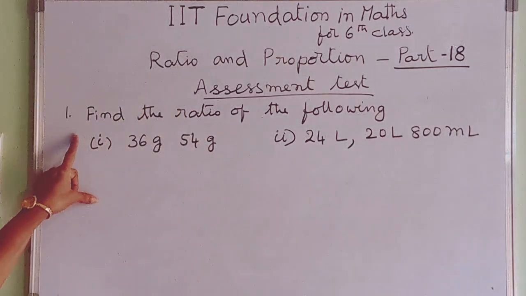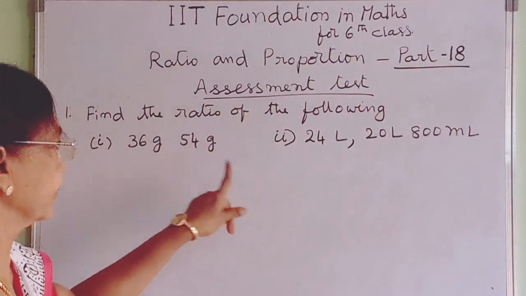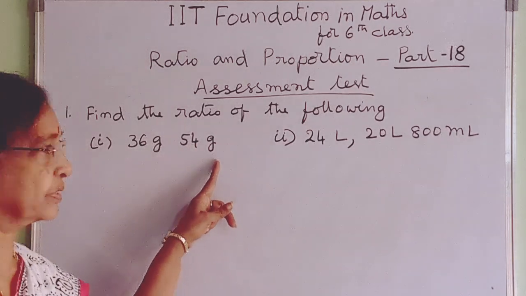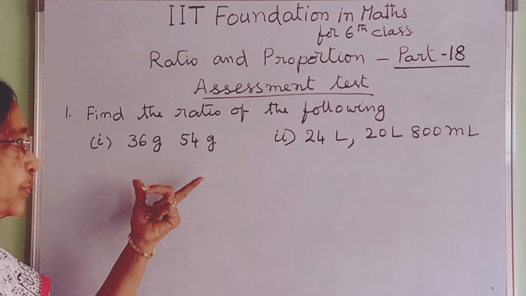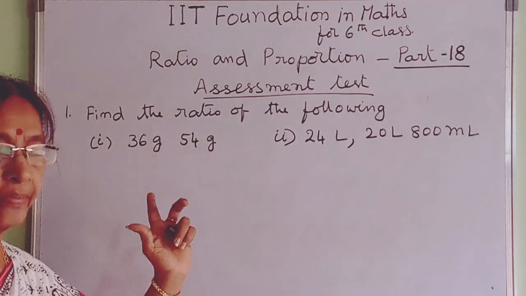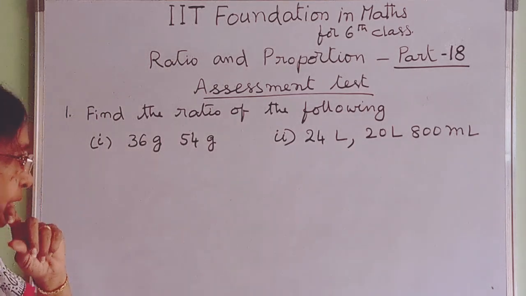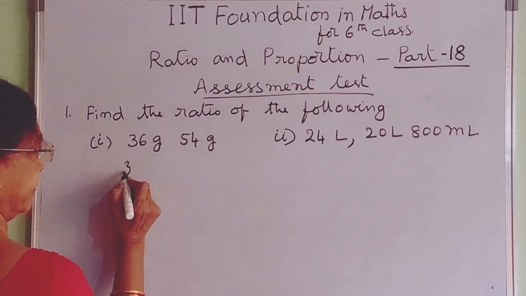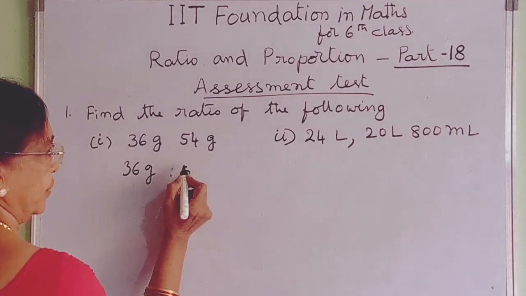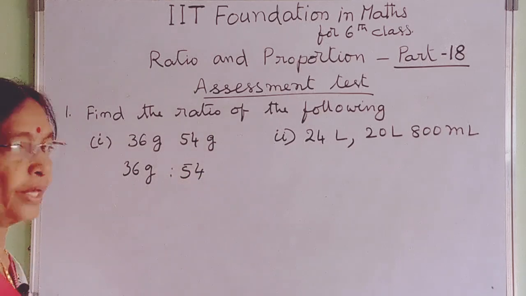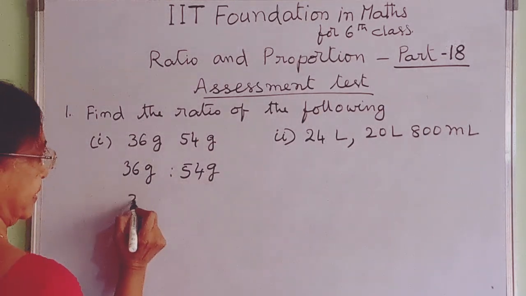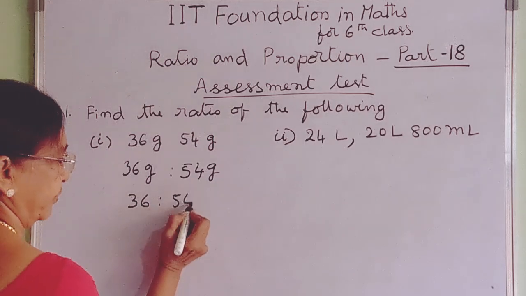The first question is find the ratio of the following. So number 1, 36 grams and 54 grams. We have to find the ratio of these two. Both are in the same units. So 36 grams is to 54 grams. Both are in grams. Therefore, this is 36 is to 54.